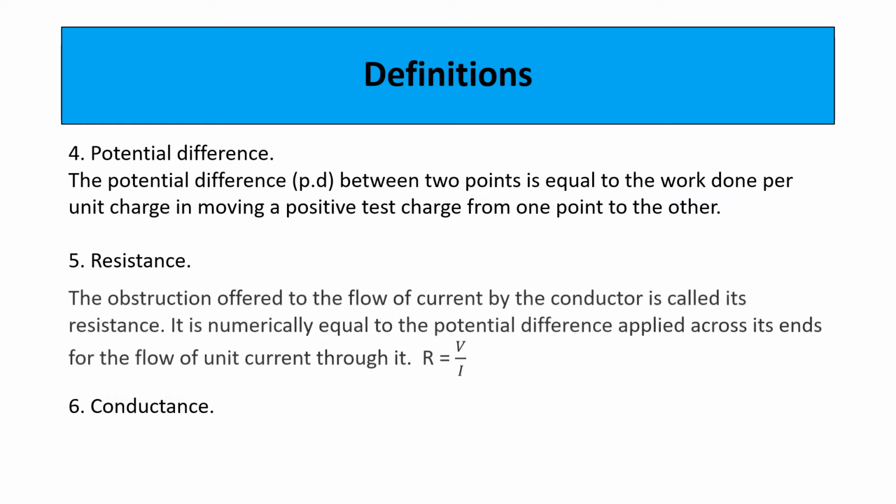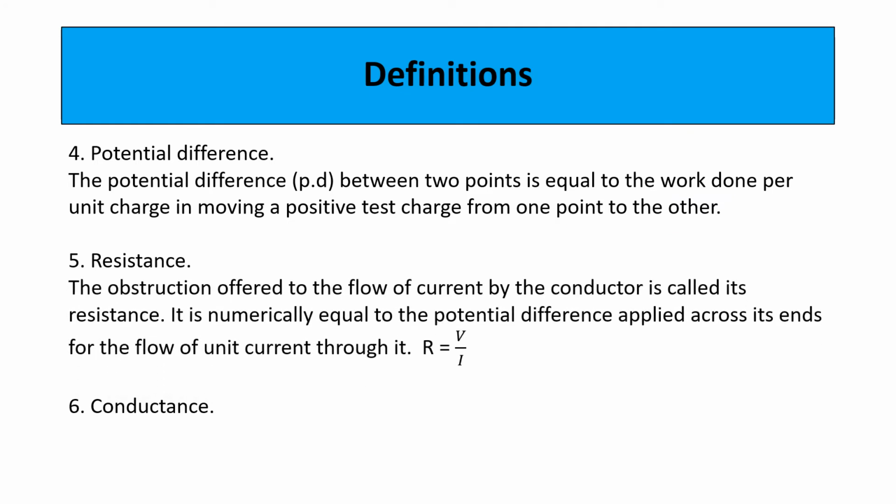Define resistance. The obstruction offered to the flow of current is known as resistance. How will you define this resistance? We know the expression R is equal to V by I. If you make this I as 1, if I is equal to 1, R is equal to V. Therefore, you can say this resistance is equal to the potential difference. V is the potential difference applied across its ends for the flow of unit current through it.